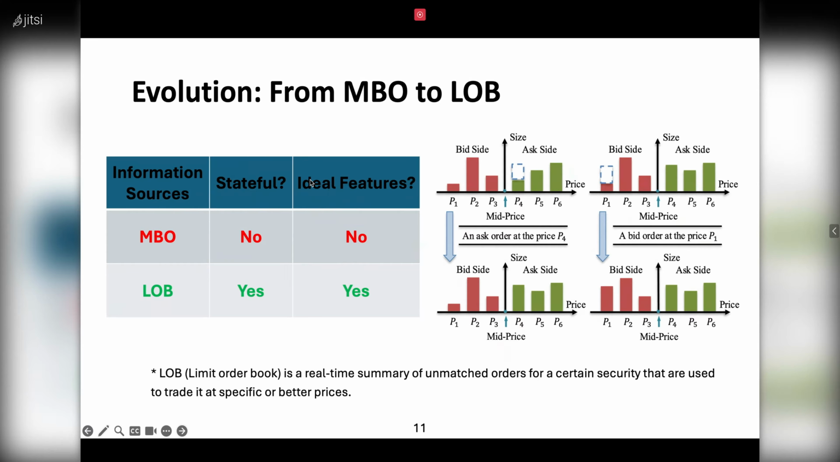Here is an illustration of how a limit order book works. You can treat it as a real-time summary of unmatched orders for a certain security that are willing to trade at specific or better prices. When new orders come, you will either execute them against the resting orders within the limit order book, or if there's no proper execution, you will just rest in the limit order book, waiting for future orders to come and match together.